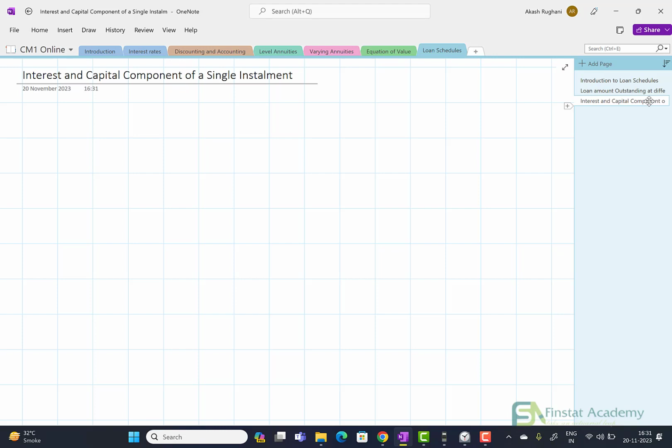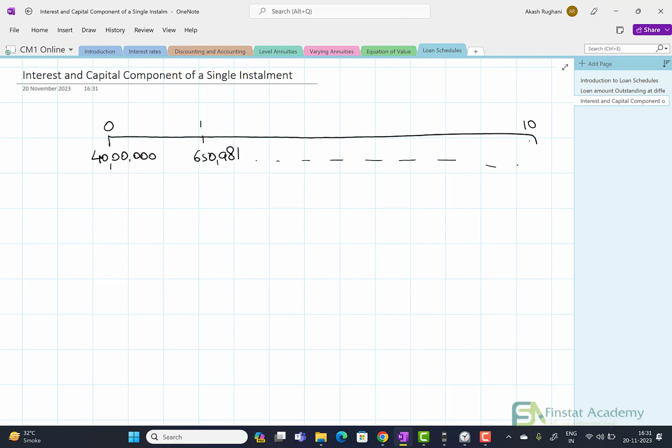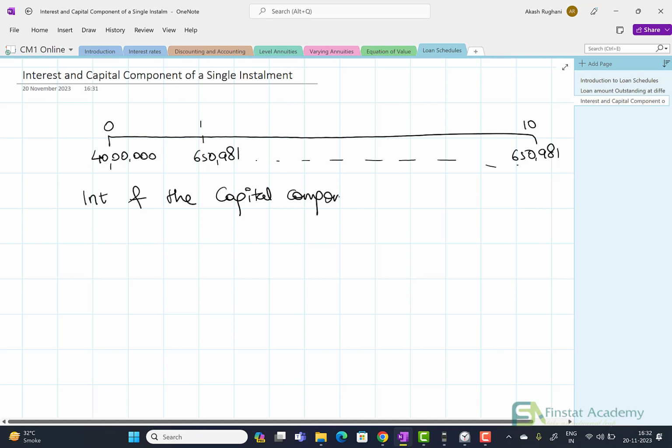Okay, I continue with my same example, guys. The example remains the same, there is no change whatsoever. So at time 0, 40 lakhs is borrowed. Each year there is an installment of 6,50,981 for a period of 10 years. Now, let's say I have been told to find the interest and the capital component of, let's say, the 5th installment.